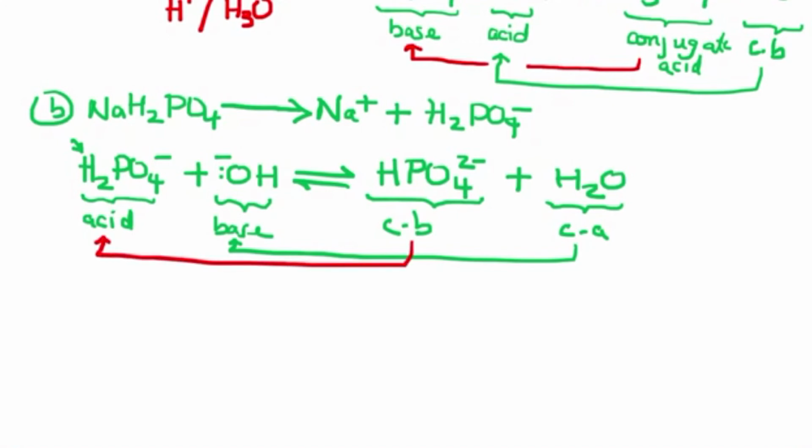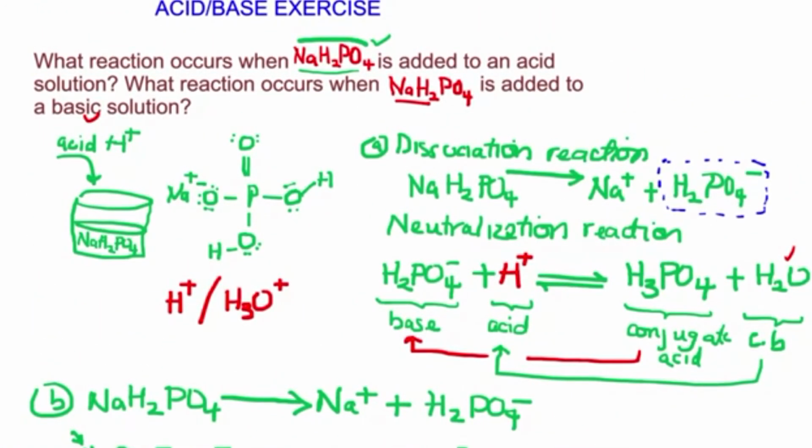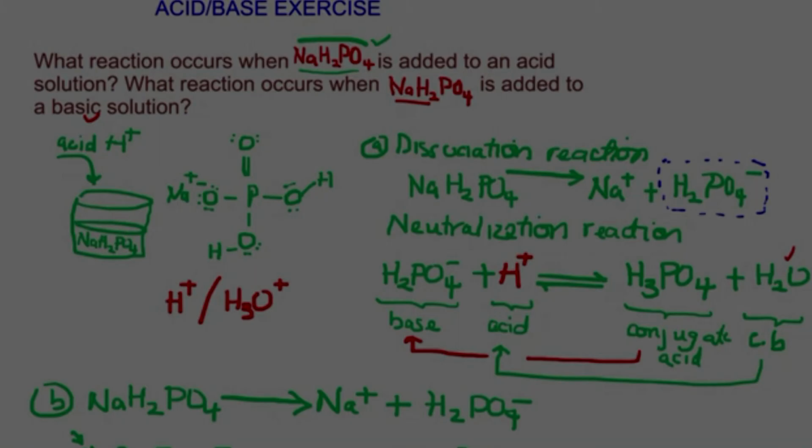So that's about it for this video. I hope you're able to understand what happens when you add an acid or a base to a specific compound solution, which first involves a dissociation reaction to gain access to the critical polyprotic ion, and then you perform your neutralization reaction by adding either an acid or a base. Stay smart and believe in yourselves.